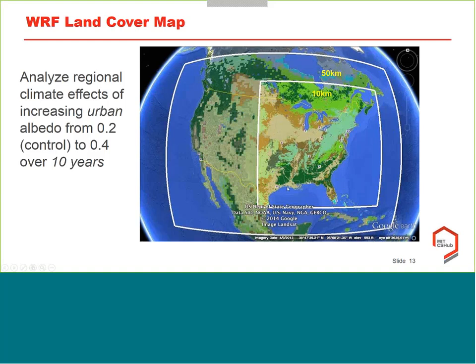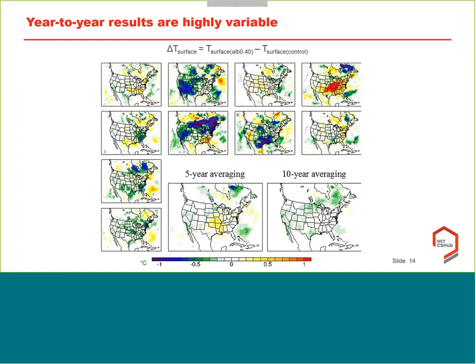And they looked at it over 10 years. And the reason they did that is hopefully going to become pretty clear here. Here, what these individual boxes are showing are the results for the 10 years, and then this one is showing 5-year averaging and then 10-year averaging, okay? And what's being plotted here is the change in surface temperature between basically the control and then the analysis where we have 0.4 albedo in the urban areas.